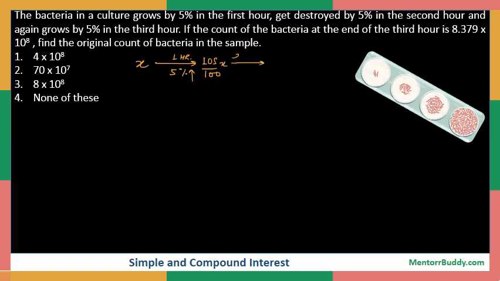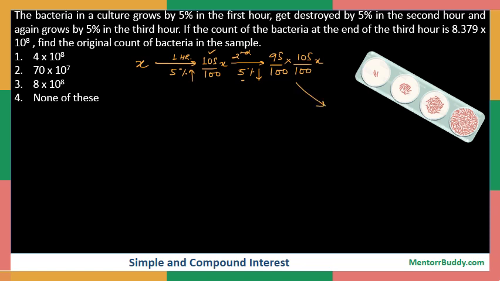Then in the second hour, it reduces by 5%. So please understand, this reduction of 5% will happen on this value instead of on the original value. So it reduces by 5%. So can I say that it becomes 95% of the value, that is 105 by 100 times of X.